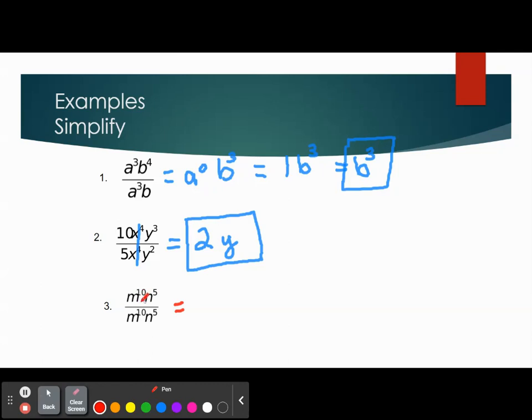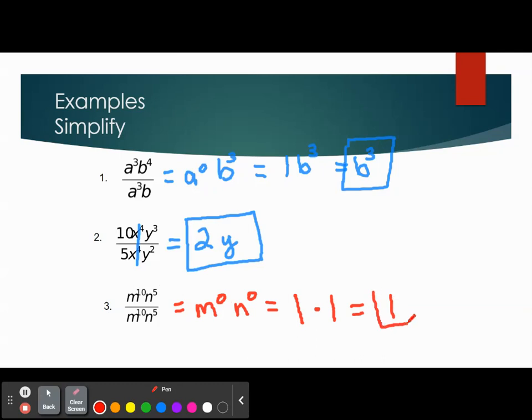Well, let's do it this way. Let's do 10 minus 10. What's 10 minus 10? 0. What's 5 minus 5? 0. Now, what's m to the 0 power? 1. So it'd be 1. What's n to the 0 power? 1. So you got 1 times 1, which is 1.